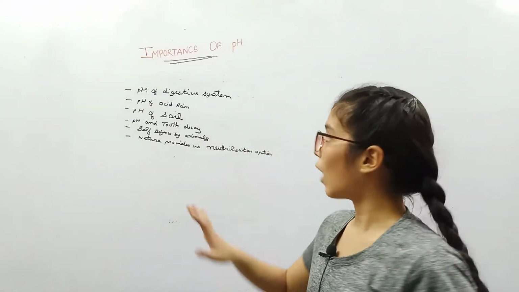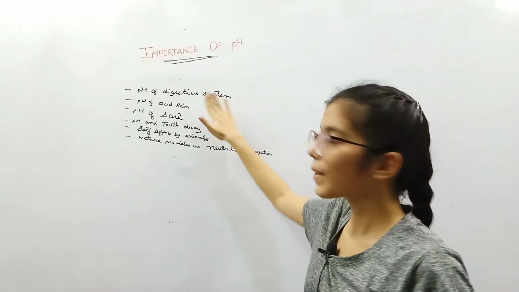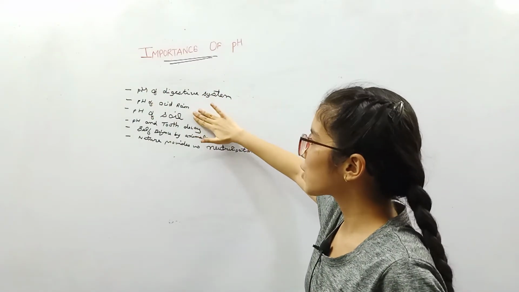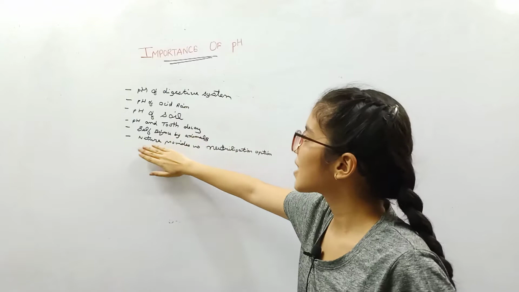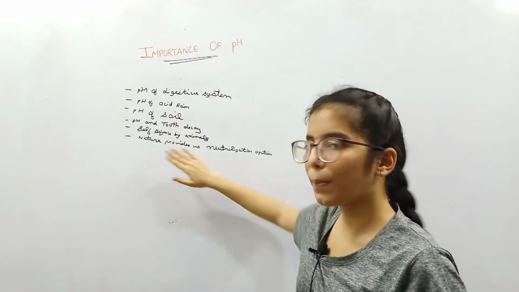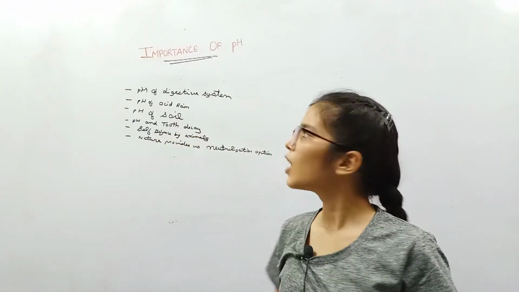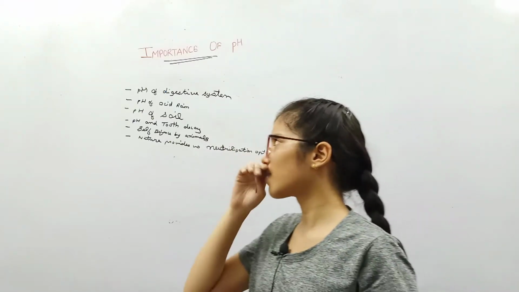Once I will read it aloud. pH of digestive system, pH of acid rain, pH of soil, tooth decay and pH, self-defense by animals. Nature provides us neutralization options. So the first one is pH of digestive system.